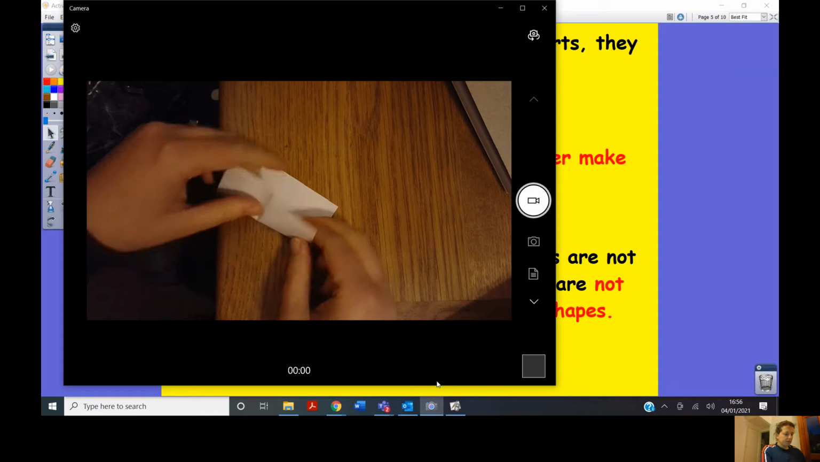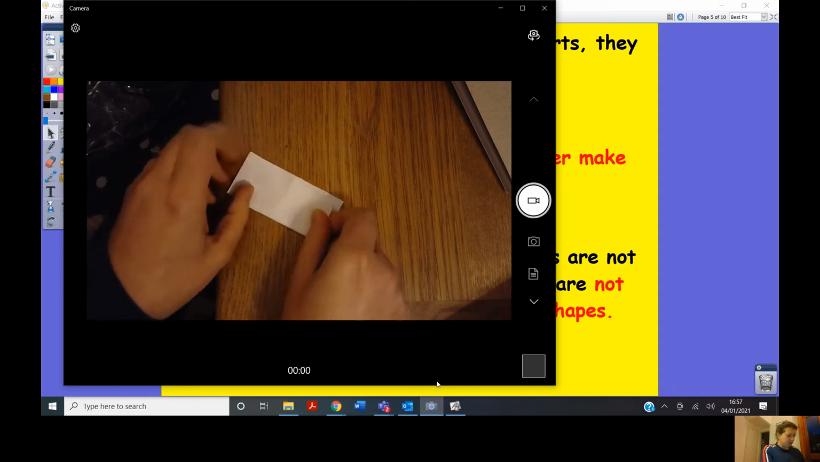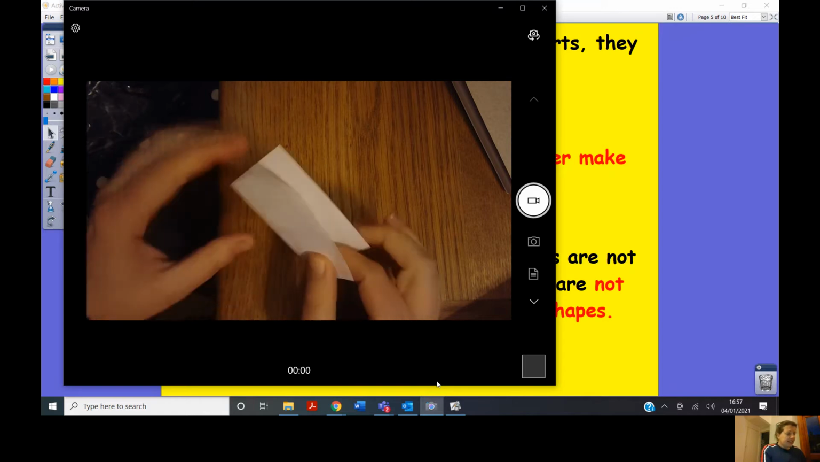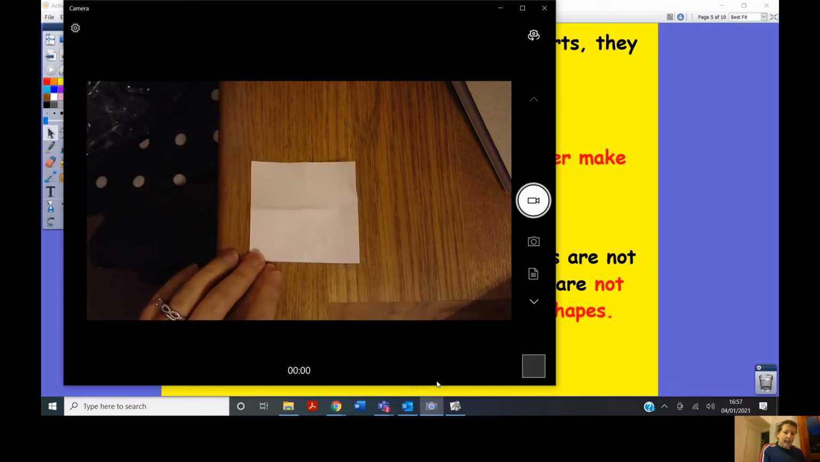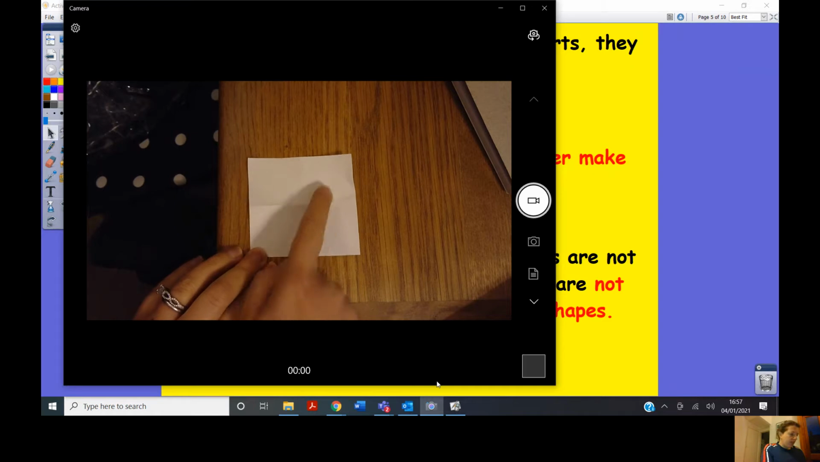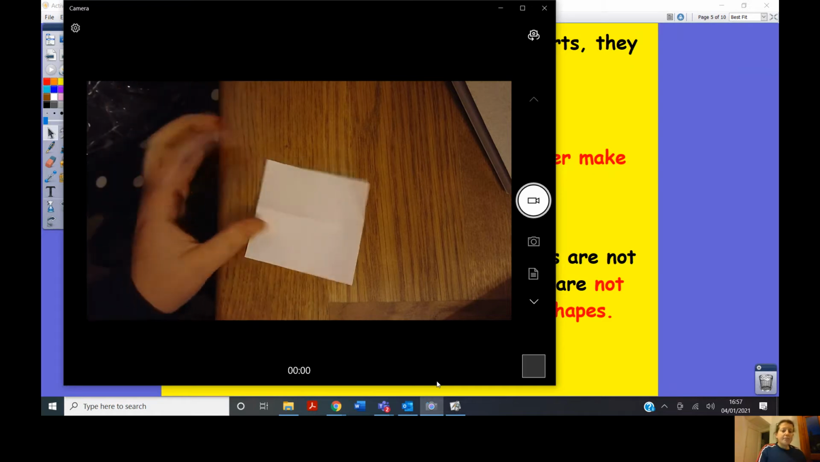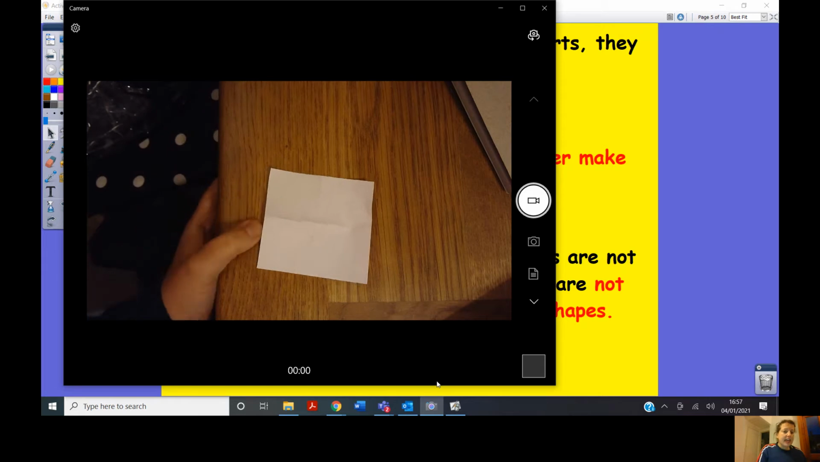Then I'm going to fold it again. It is now split into, let's see how many equal parts. 1, 2, 3, 4. 4 equal parts. If something is split into 4 equal parts, we can say it is split into quarters.